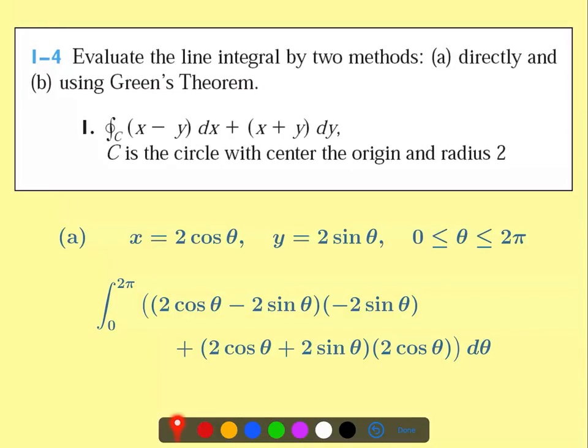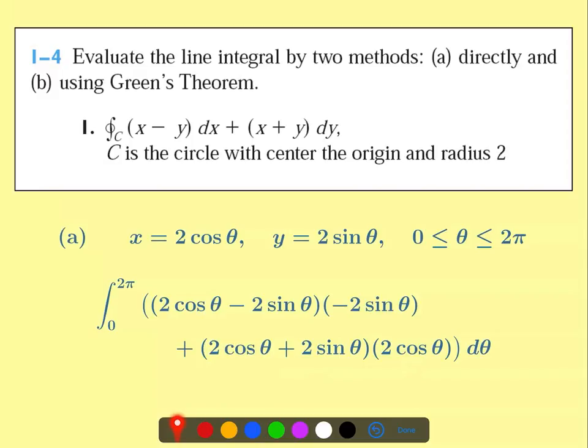And we want theta to go from 0 to 2 pi. So this is how we would evaluate this line integral directly. This simplifies. We have a minus 4 sine theta cosine theta and a plus 4 sine theta cosine theta. Those are going to cancel each other. And what's left is a 4 sine squared theta and a 4 cosine squared theta. So 4 sine squared theta plus 4 cosine squared theta.